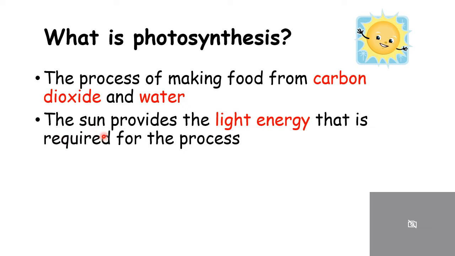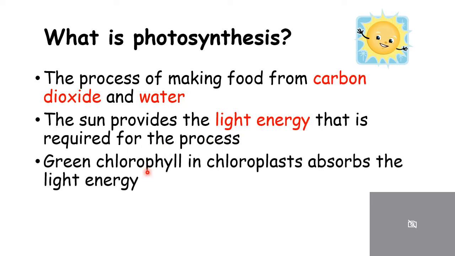So same here, the sun provides the energy in the form of light energy or solar energy, which is very essential for this process. Now the third one is the most important part, the green chlorophyll. It's a green pigment which is present in the leaf inside the chloroplast, and this pigment absorbs the light energy and helps in the process of photosynthesis.